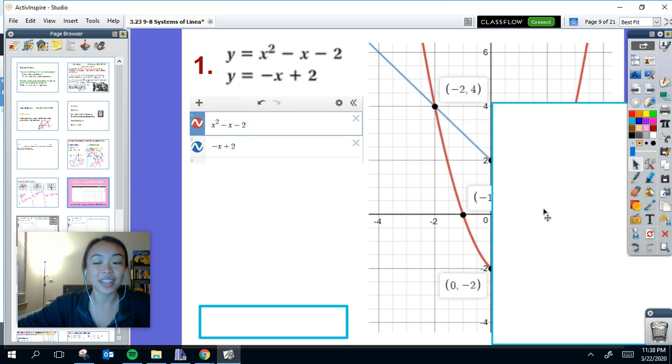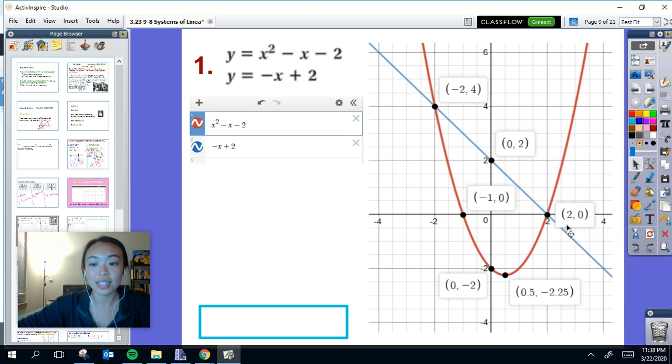All right, now when you do that, you should have something that looks like this. You're going to click on all of these points, and it's going to give you all of the important information that you need to know. Right here is the y-intercept for the blue one. Right here is the y-intercept for the quadratic. We have the minimum, the vertex here. We have, what else? We have the x-intercepts.